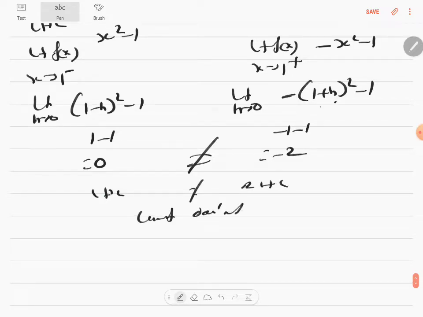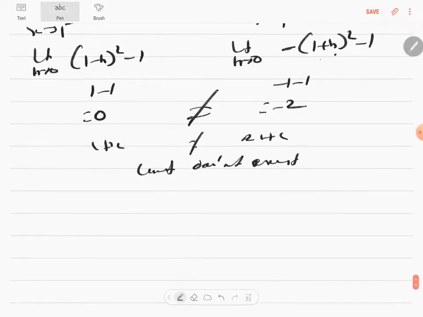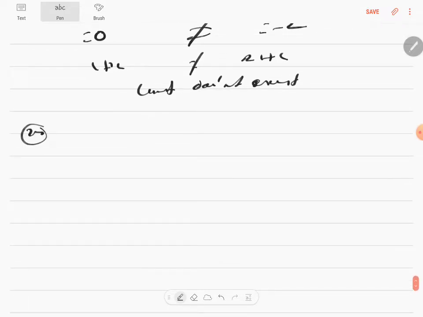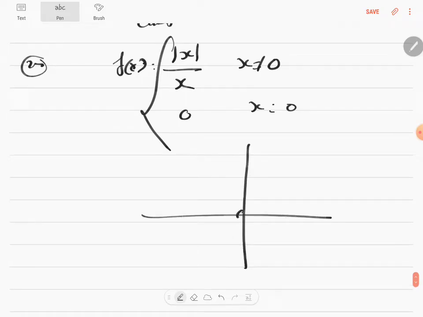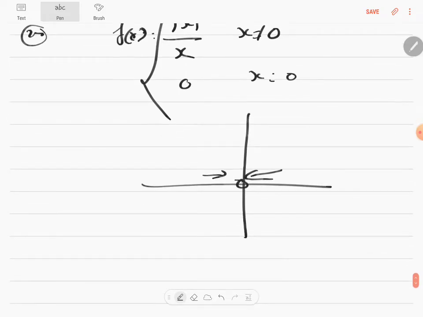Are you clear? So can I go to the next sum? The 25th question. What is the function like? f of x is equal to mod x by x. The moment you write this, if you know relations and functions, you know it's a signum function. Mod x by x is a signum function, where x is not equal to 0, and 0 when x is equal to 0. You know that you are going to approach 0 from the left and 0 from the right. When you approach 0 from the left, it will be minus h, and from the right it will be plus h. So x is equal to minus h and x is equal to plus h.